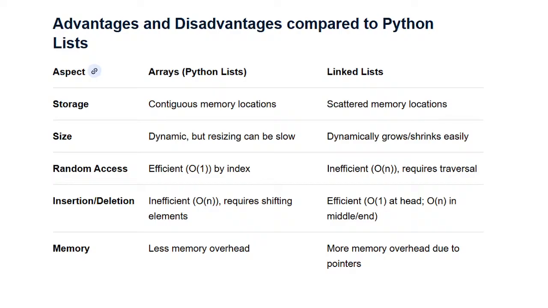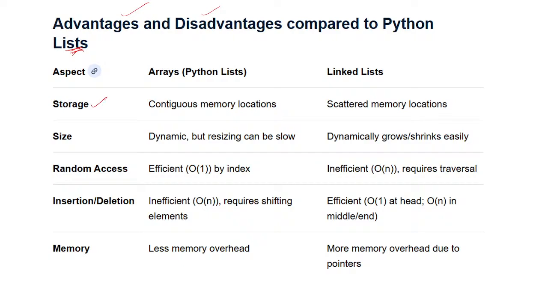Now let us see the advantages and disadvantages compared to Python lists, linked list versus Python list, because we are implementing the linked list in Python, using the Python language. Since Python already has a data structure called list, compared to the list data structure, what is the advantage of our linked list, that we need to understand.